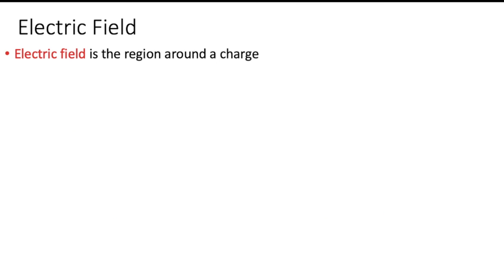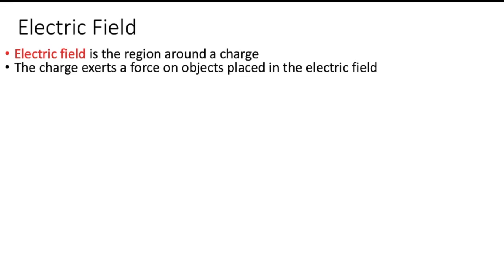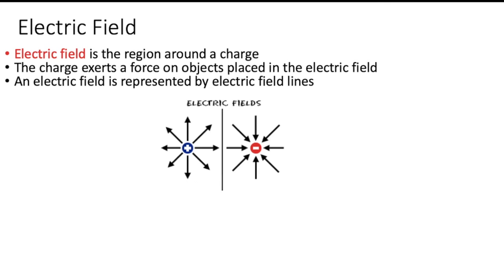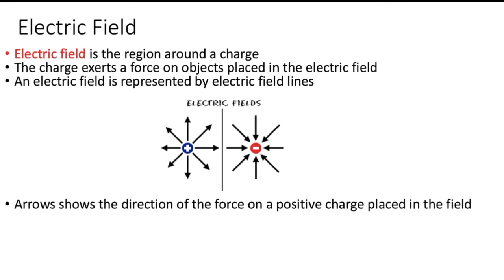Electric field. Electric field is the region around a charge. So when there exists a charge, it has an electric field around it. The charge exerts a force on objects placed in the electric field. So electric field is the region around the charge where the force exerted by the charge can be felt. An electric field is represented by electric field lines like this, and the arrows indicate the direction of the force on a positive charge placed in that field.